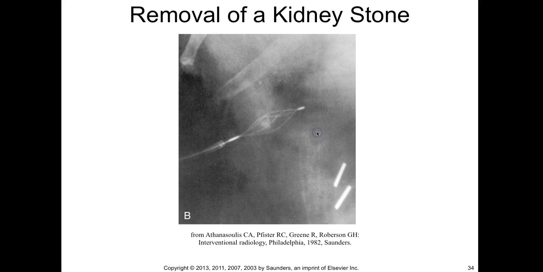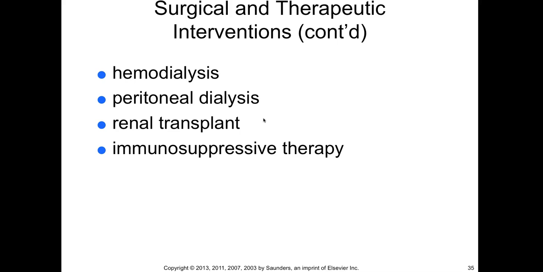Here's an image depicting the removal of a kidney stone. We see the renal calculus here. I will highlight it with my mouse in this region here. And this has been caught in something called a stone basket. After we do a percutaneous nephrostomy, the stone basket is maneuvered to engage the renal calculus, and then both are removed using a cannula.